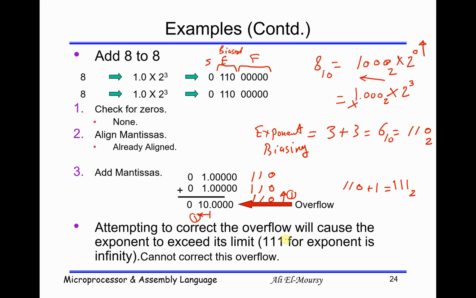We agreed before that 1 1 1 in the exponent is reserved for infinity, or not a number. So that means I have here a case for what? A case for overflow. Okay, so there is an overflow here. The result cannot fit in the same number of bits as for the floating point representation provided.